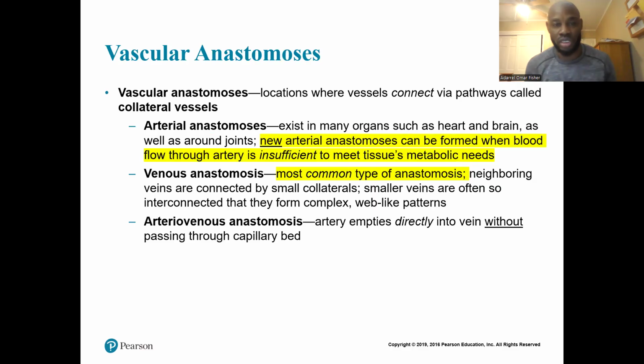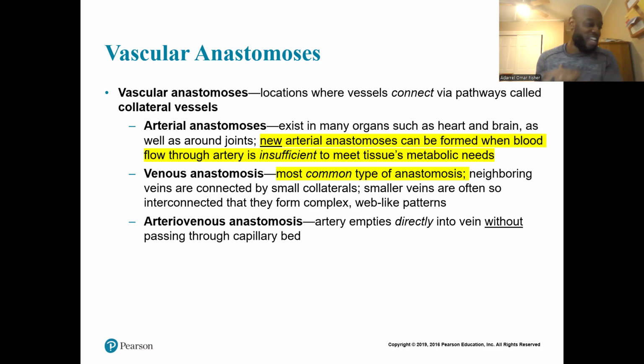Vascular anastomosis, or anastomoses. This is where vessels connect via pathways called collateral vessels. And this can be when organs of the heart and the brain form new arteries. And this could be to meet a tissue's need. So part of your body needs more blood. We can form new arteries. So that can happen based on what needs your body has. And so that is the amazing part of the body.